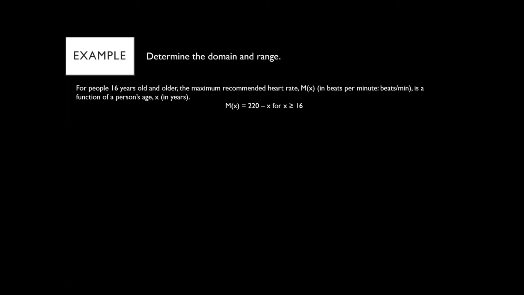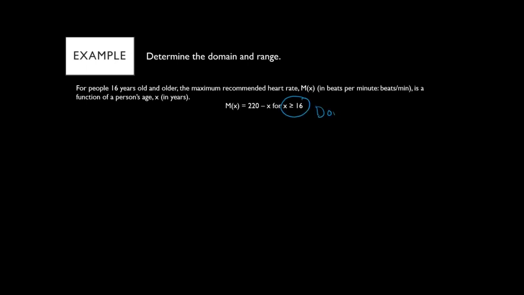So here's another one, and this is actually my last word problem because there weren't too many in the section. For people 16 years old and older, the maximum recommended heart rate, M of X, in beats per minute is a function of a person's age X in years. They give us the equation 220 minus X. As you plug in higher numbers for X, that number is going to go down because we're subtracting X. And then they tell us specifically for X greater than or equal to 16.